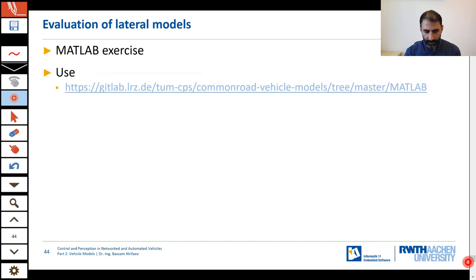So for the evaluation of the lateral models, go to the MATLAB exercises, and also please use the code provided by the TUM, the Technical University of Munich, together with Common Root. It is also very well documented, and they have also the code available in MATLAB.